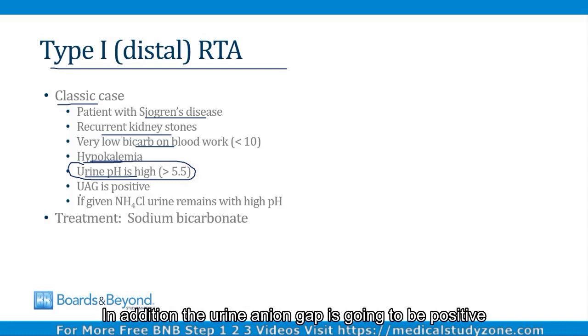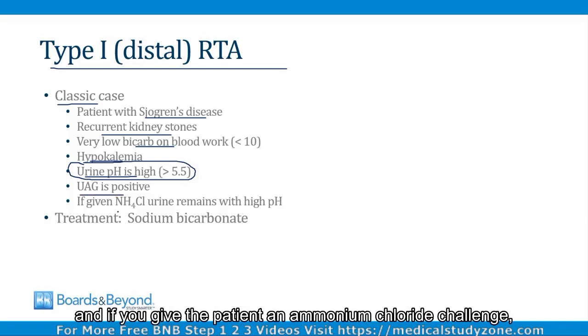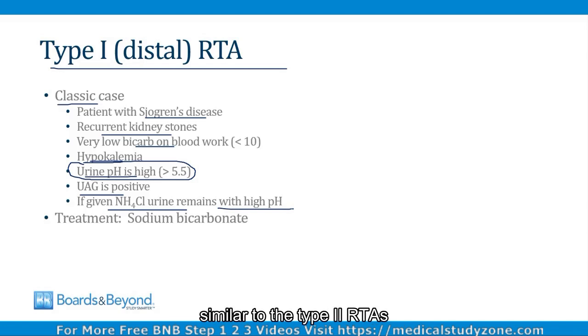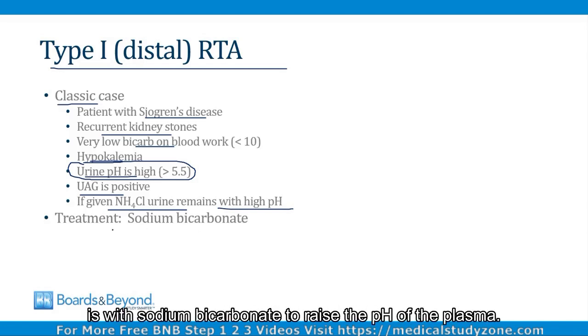In addition, the urine anion gap is going to be positive, and if you give the patient an ammonium chloride challenge, the urine will remain alkaline with a high pH. And the treatment of this type of RTA, similar to the type 2 RTAs, is with sodium bicarbonate to raise the pH of the plasma.